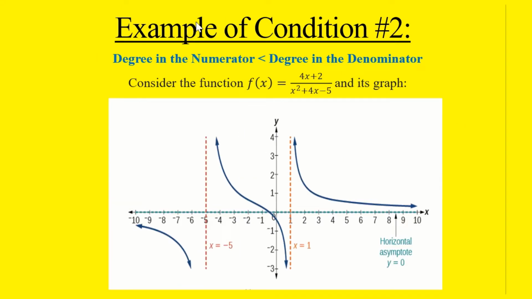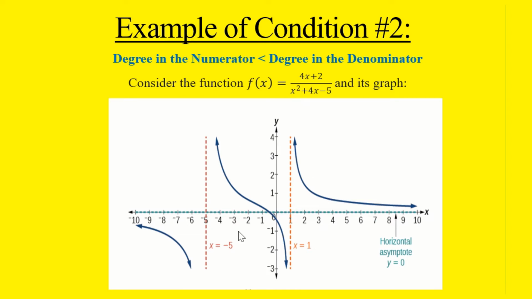Now let's take a look at an example of that second condition. Remember, the second condition said if the degree in the numerator is less than the degree in the denominator, then we have a horizontal asymptote at y equals 0. Let's take a look at this function here. We can see that the degree up top is 1, an understood 1 for that exponent on this x. And then the degree in the denominator is 2. So we can see that the degree in the numerator is less than the degree in the denominator.